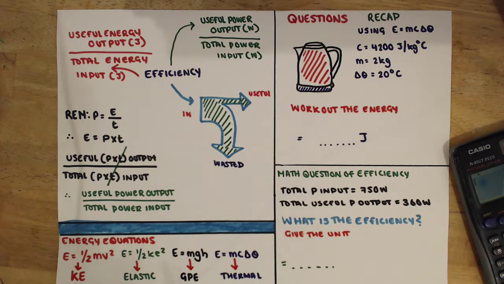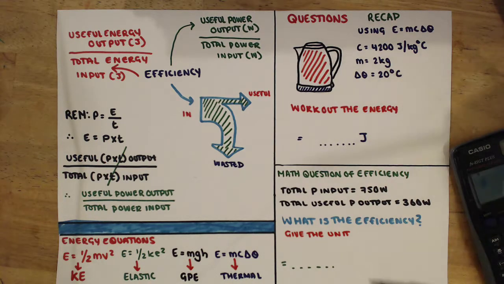Okay, now we're going to have a quick recap on energy equations. Over here we have kinetic energy, a half mv squared. We have elastic energy, a half ke squared. Remember, kinetic and elastic look very similar, but instead of m we have k, and instead of v squared, we have e squared. Then we have E is equal to mgh for gravitational potential energy, and E is equal to mc delta theta for thermal energy. Remember, this delta means a change in.